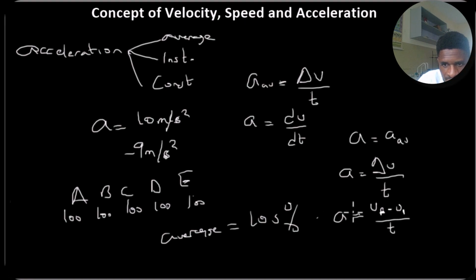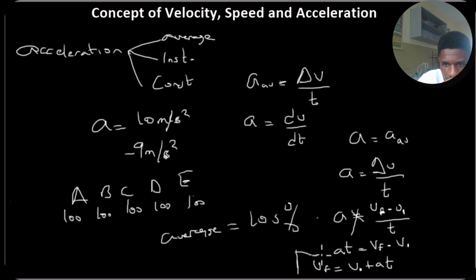So cross multiply, we have AT is equal to V final minus V initial. So make V final the subject of the formula. We have VF is equal to V initial plus AT. And this gives us our first equation of motion.